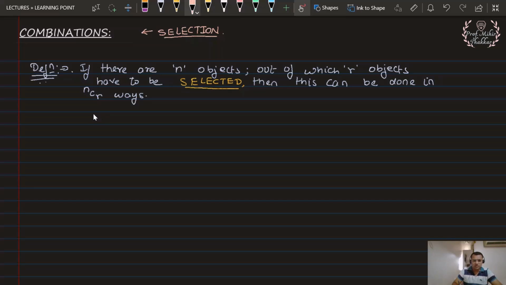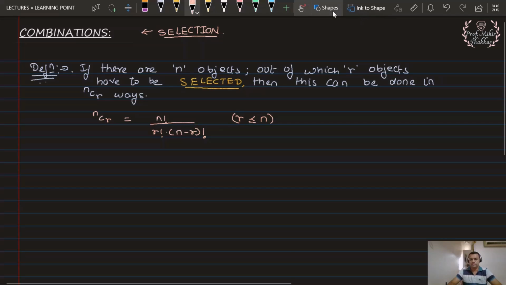Now when we talk about nCr, it is given by a similar formula, n factorial upon r factorial multiplied by n minus r factorial, and the condition is same, r has to be less than or equal to the value of n.